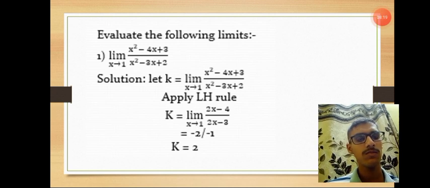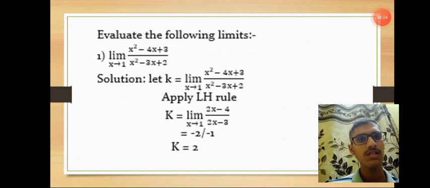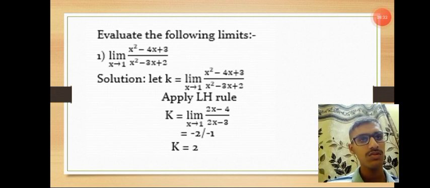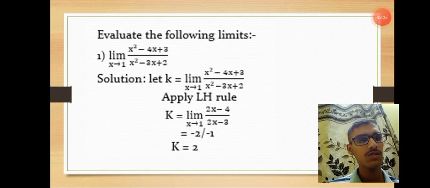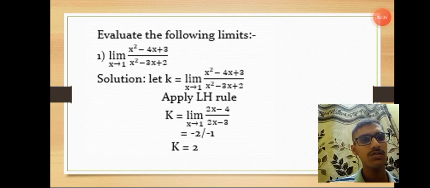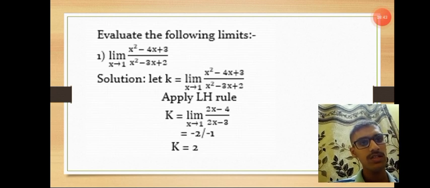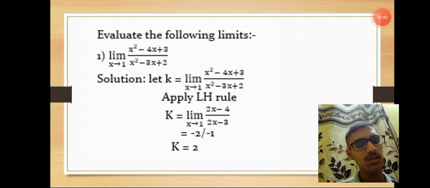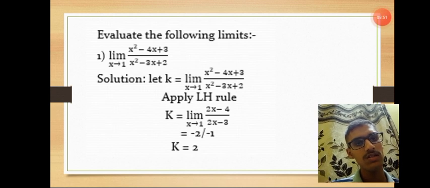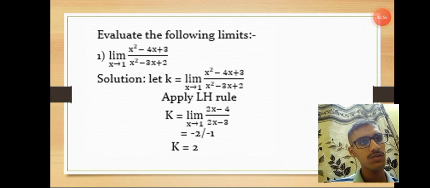Let's see a problem on indeterminate form solving. The first problem is, limit x tends to 1, x square minus 4x plus 3 divided by x square minus 3x plus 2. First we have to assume it is equal to k. K equals limit x tends to 1, x square minus 4x plus 3 divided by x square minus 3x plus 2. By applying L'Hospital rule, what we get is k equals limit of 2x minus 4 divided by 2x minus 3.